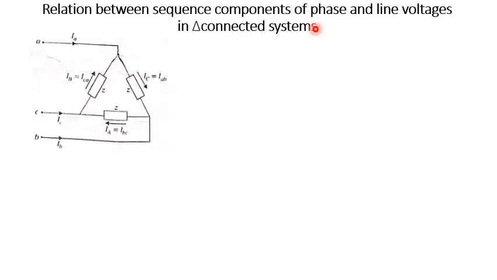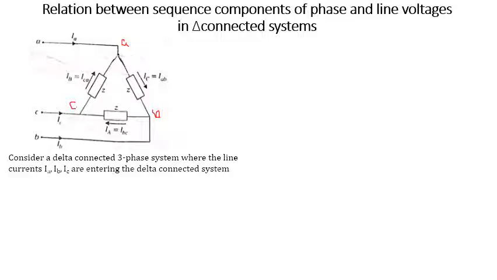Let us discuss the relation between the sequence components of the phase and line voltages in a delta connected system. Consider that it is a delta connected system. This node is A, this is B, and this is C.